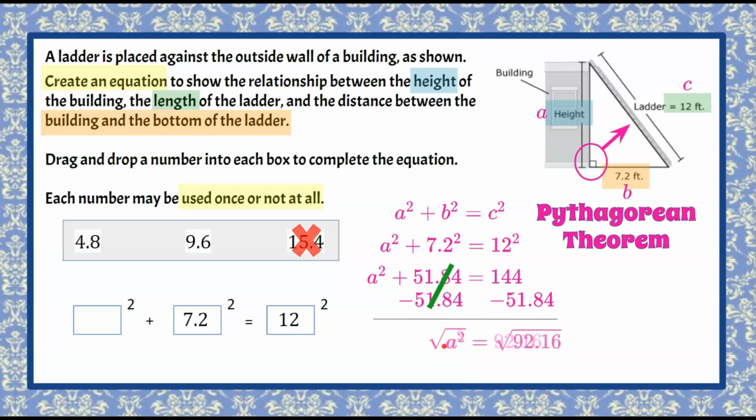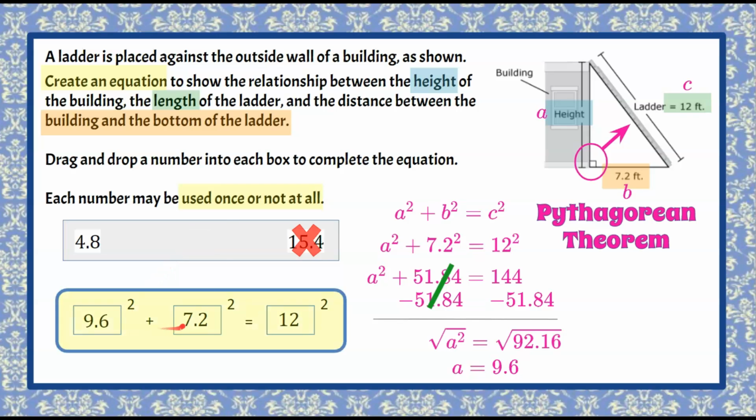So if we take the square root of each side of this equation, using your calculator, 92.16, then square root, a is going to equal 9.6. So 9.6 times 9.6 will give you 92.16. So that means that this value right here, that missing height, is 9.6, that value, and you could put it in here. Now noting that this is the equation that we were asked to create using these number values, if you wrote 7.2 squared plus 9.6 squared equals 12 squared, that would also be correct.